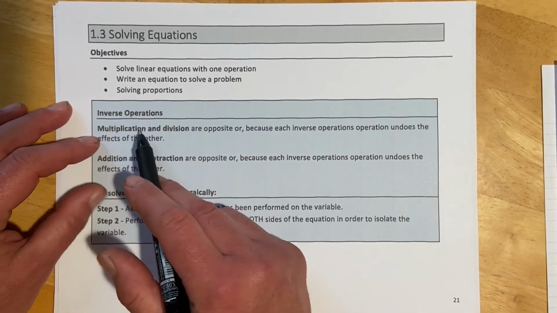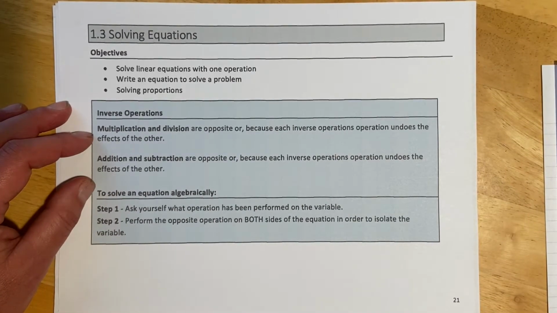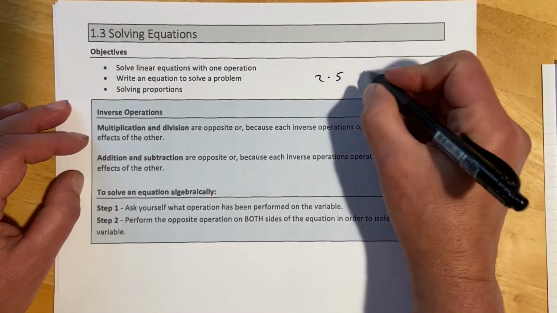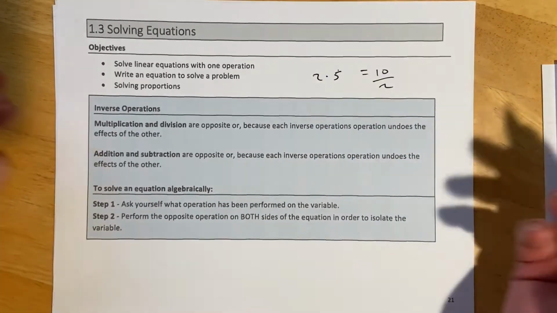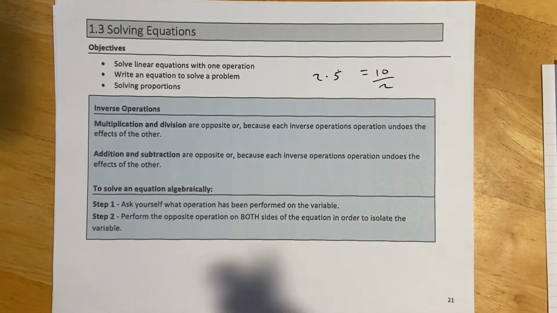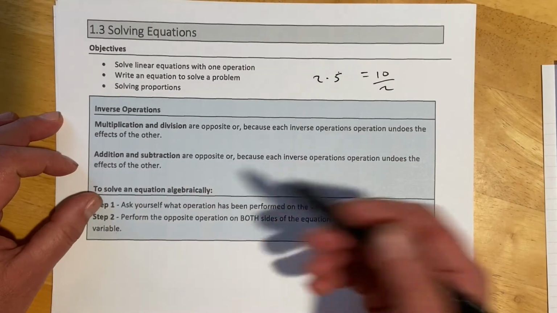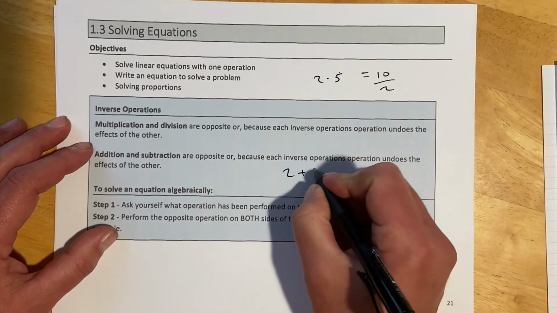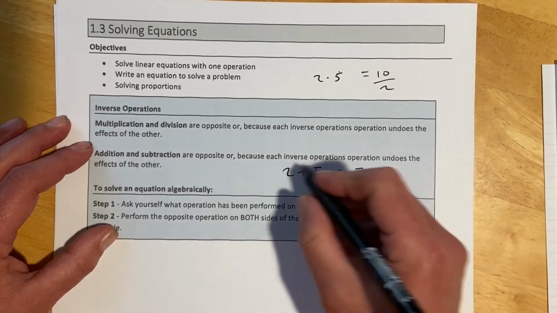Inverse operations: multiplication and division are opposite because each is the inverse operation and does the other's effect. Basically if I said 2 times 5, that makes 10, right? And if I divide by 2, I get back to the 5. So that's what I mean by inverse. They kind of do and undo each other. Addition and subtraction are opposite, again, because they do and undo each other. So if I say 2 plus 5 equals 7, and then if I take away 5 on both sides, I'm back to that 2.